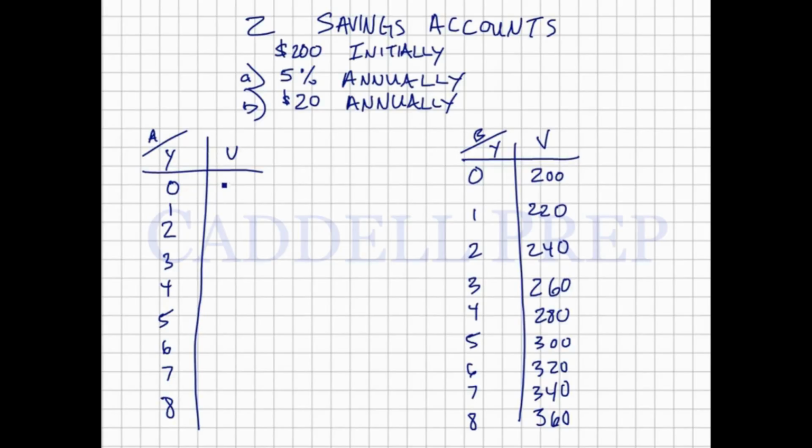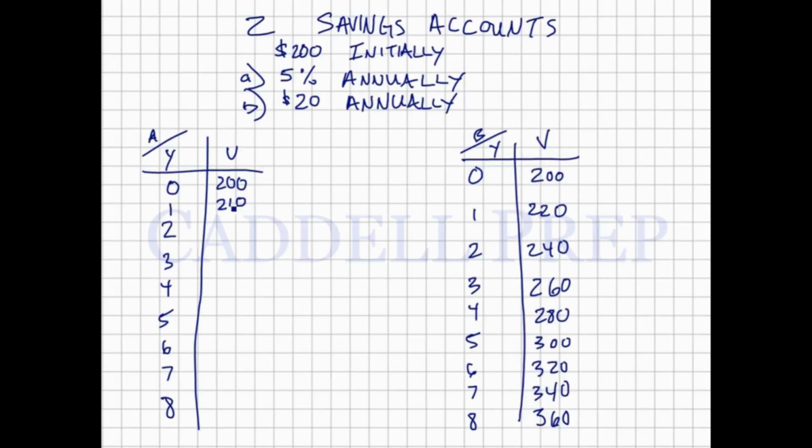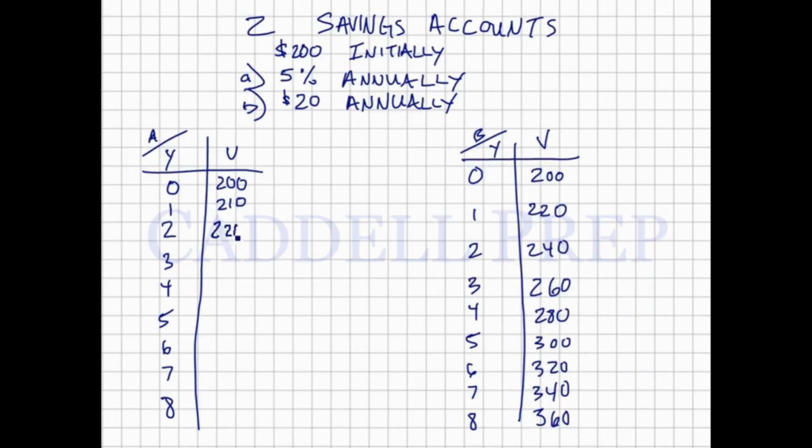So year 0, it's $200. Okay, then it's going to increase by 5% of that value. So let's see what that would be. So we have 200 times 5%. So by $10. So now there's going to be $210. Now again, it grows by 5%. So let's try that. 210 times 0.05. So now it grows by $10.50. So it's going to have $220.50.